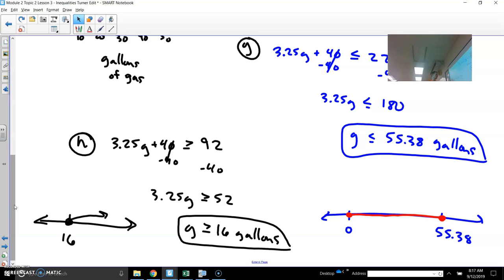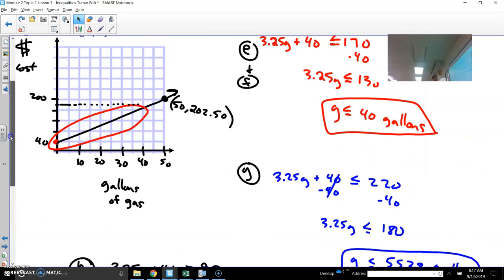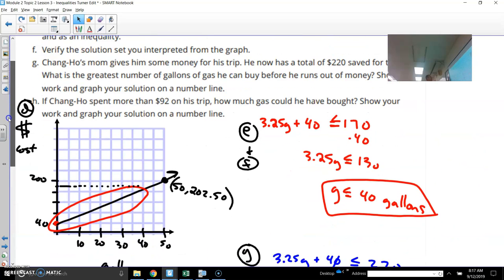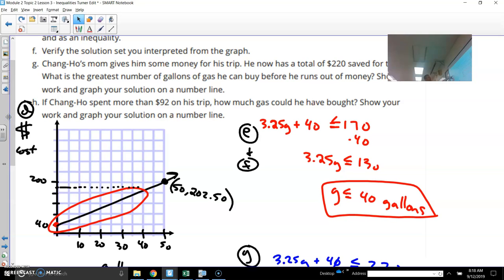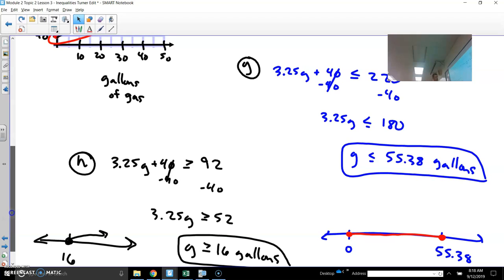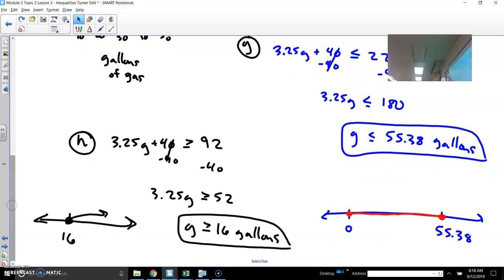So the last part says, well, what if you wanted to spend 92 or more? So let's look at the language in the question that lets me know that. If Chang Ho spent more than $92 on his trip, more than. So that's why I came down here and I decided that instead of using a less than symbol like I did on the other problems, I'm going to make it a greater than symbol. And when you get to the end, if you're going to spend $92, that means you're going to get at least 16 gallons, if not more than that.